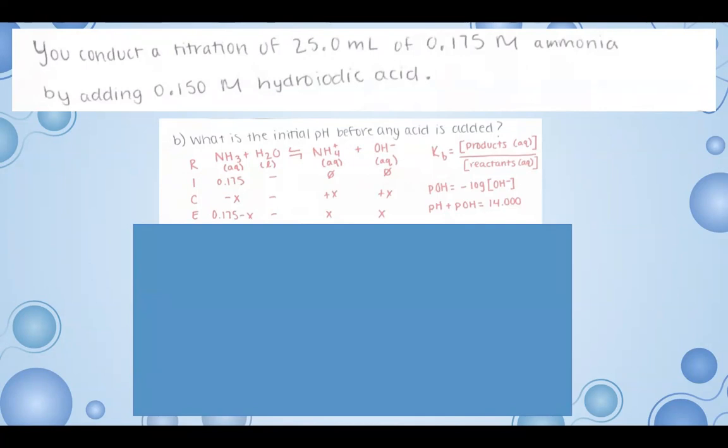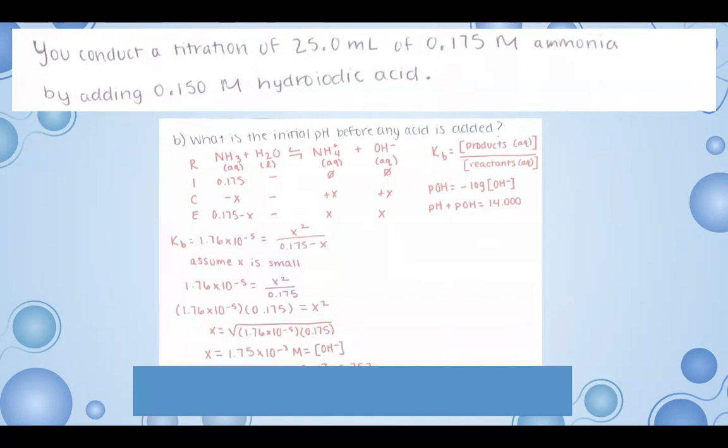So now we create our RICE table, and our reaction that we write is NH3 plus water gives NH4+ and OH-. We fill out our RICE table using 0.175 as the initial concentration of NH3. When we go to write our equilibrium expression, we use the base dissociation constant for NH3, which is 1.76 times 10 to the negative 5. We equate this to x squared over 0.175 minus x, but we can cancel out the x in the denominator because we're assuming that x is small.